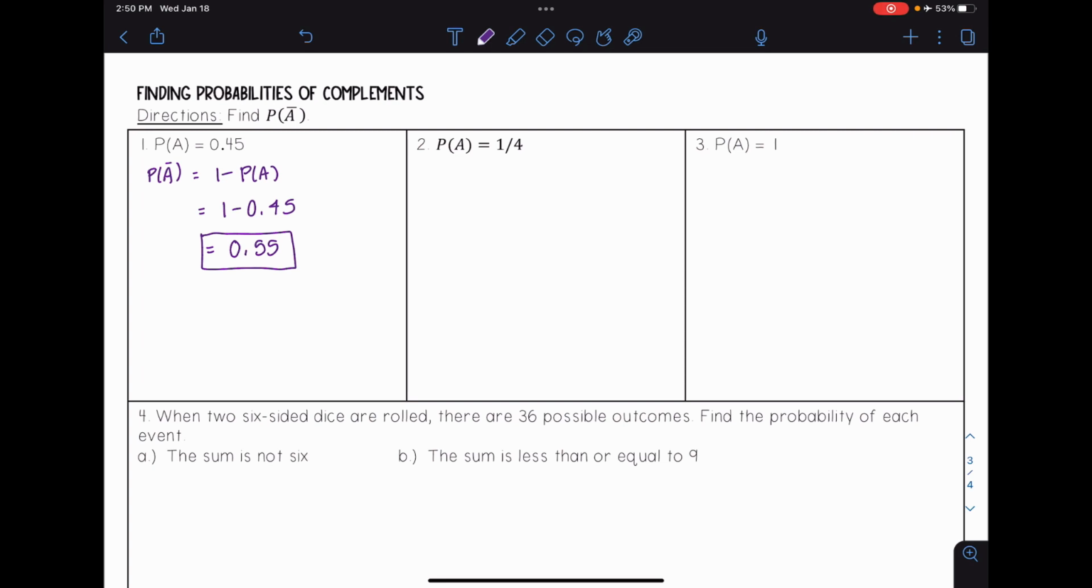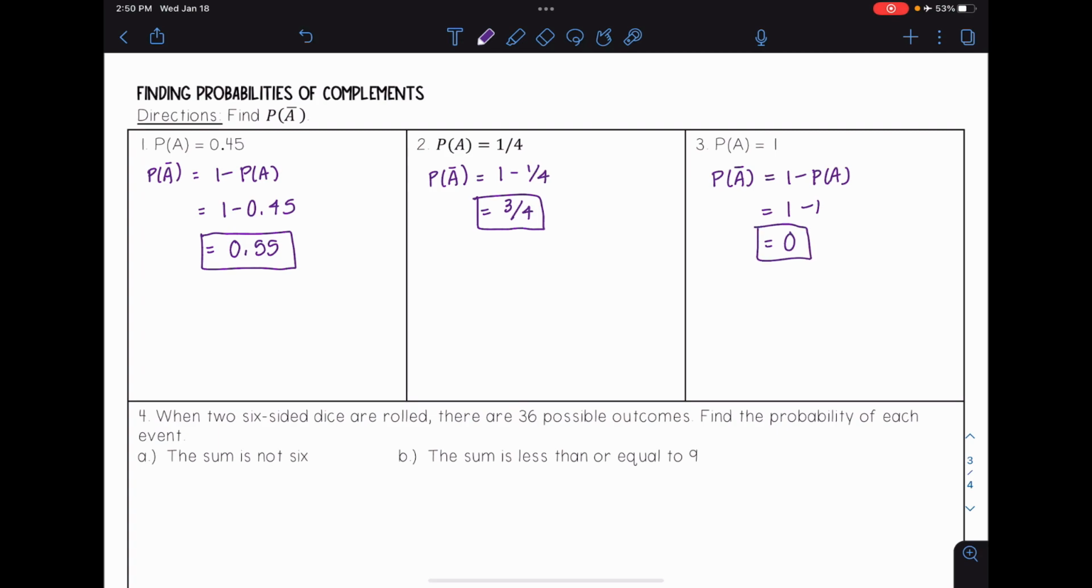Okay, next one, I have the probability of A is equal to 1/4. So this time I have it in fraction form. So the probability of A bar is then equal to 1 minus 1/4, which is equal to 3/4. Next one, I have the probability of A is equal to 1. So that means the probability of A bar is equal to 1 minus the probability of A, which is 1 minus 1. So this time, the probability of A bar is just equal to 0.